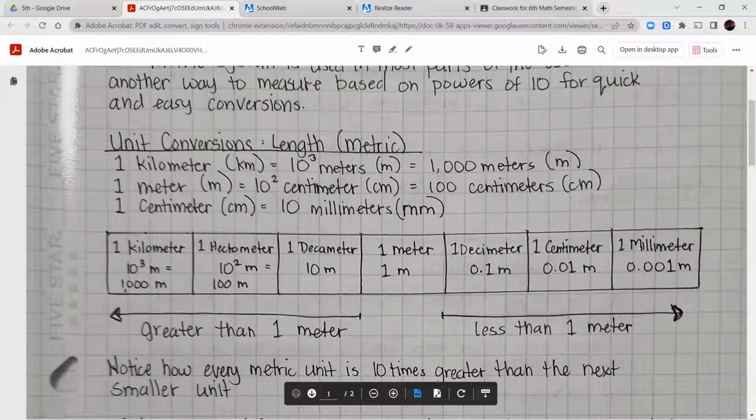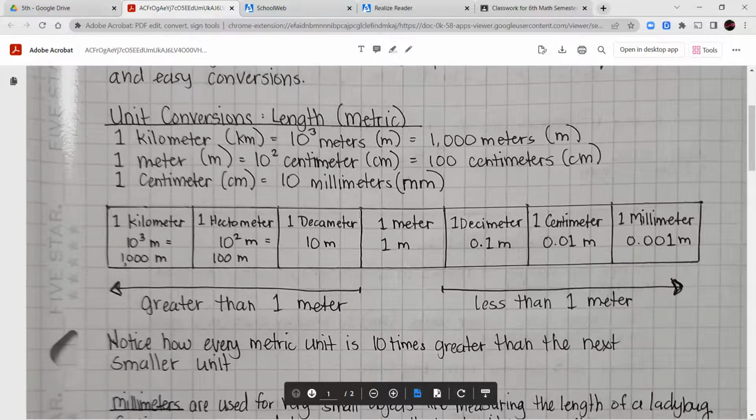1 meter is 10 to the power of 2 centimeters. That means 10 times 10. That power up in the corner, remember, tells you how many times to multiply your base number by itself. So 10 times 10, 2 times, or up here, 10 times 10 times 10, 3 times. So 1 meter is equal to 10 to the power of 2 centimeters, or 100 centimeters. And 1 centimeter is equal to 10 millimeters.